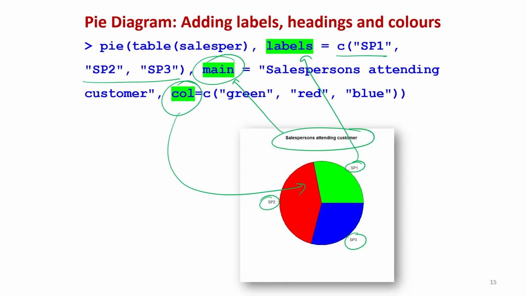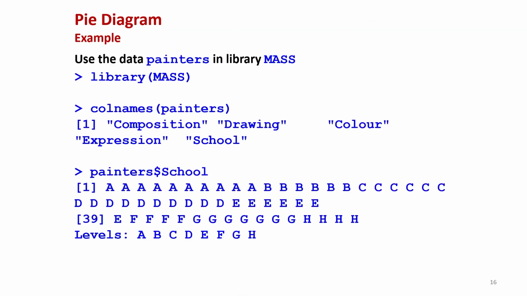You can see it's not actually difficult, and these angles are indicating the relative frequency. You can see that the red color segment has the maximum angle. So this is indicating that salesperson number 2 has attended the maximum number of customers. And you can write these numbers also here. There are various options available, but I will leave it to you.